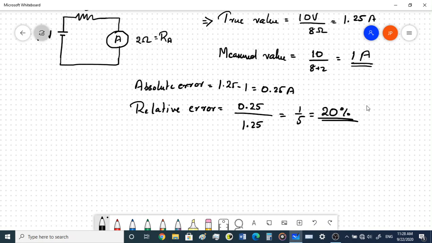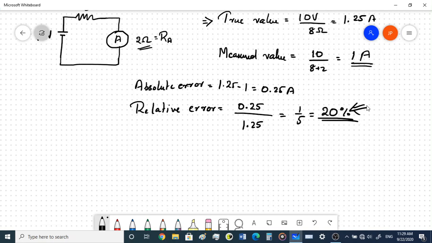So now, which is a very high value in this case, because you don't want a measurement to have an error percentage of 20%. So this was a simple example that we took over here, because of which you might end up getting a percentage error of 20%. But in practical scenarios, we design the ammeter in such a way that the error is very low, in the sense much lesser than 20%.